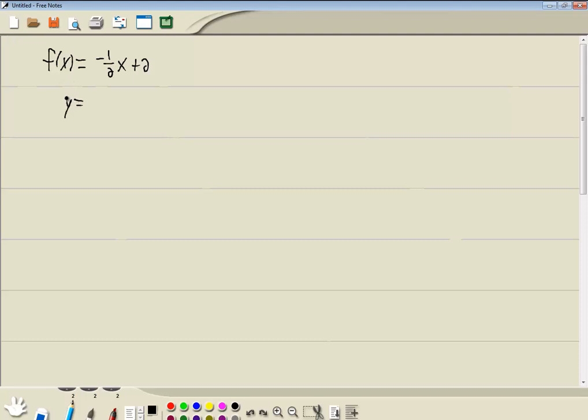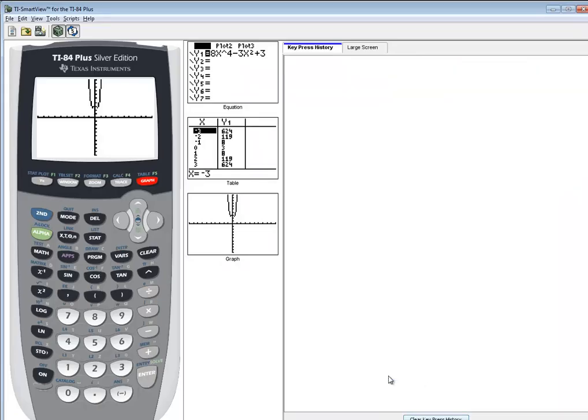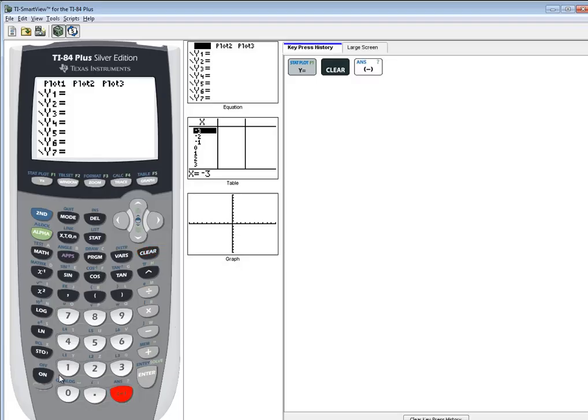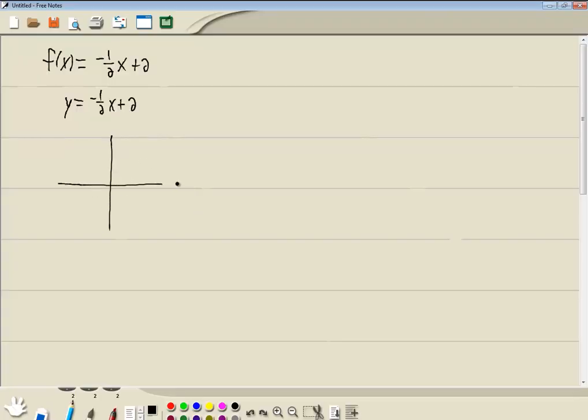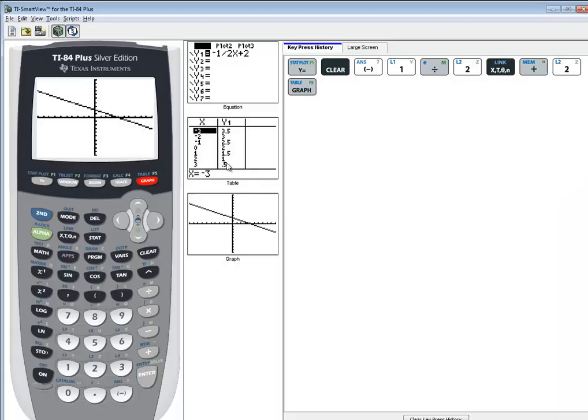So we could replace the f of x with y and have y is equal to negative 1/2 x plus 2. Now let's first graph this on the graphing calculator, and then we'll do it by hand. So I'll press my y equals, press my clear, and then I'll do negative 1 divided by 2 with an x, and then plus 2, and then graph. And that'd give us our answer for the graphing part. Probably as close as I'm going to get.